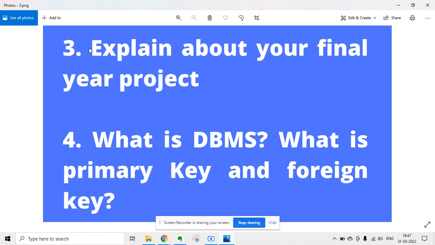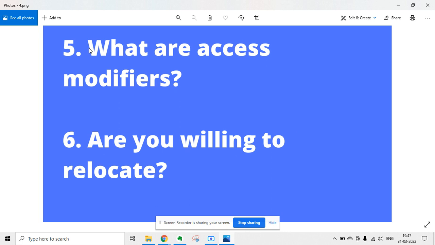And what is primary key and foreign key? So this question is also very common, and you need to prepare the basic questions of these fundamental things. The next question was, what are access modifiers? So it is a question from object oriented programming. There are various types of access modifiers like public, private, and protected. So you need to answer these questions.